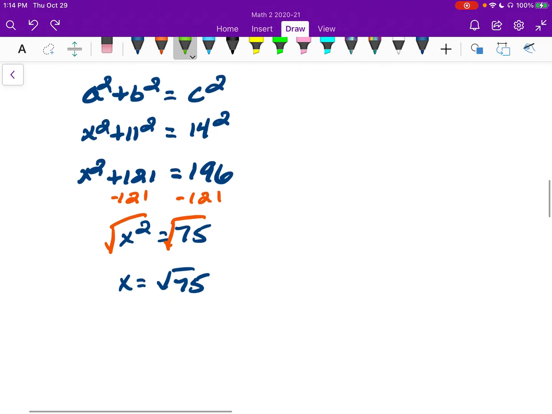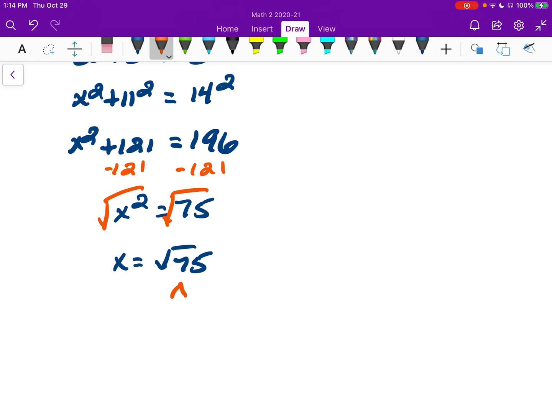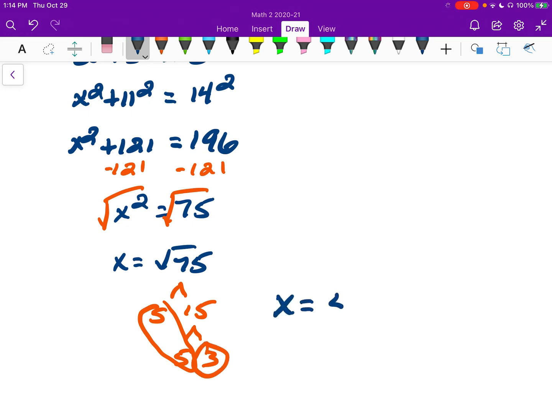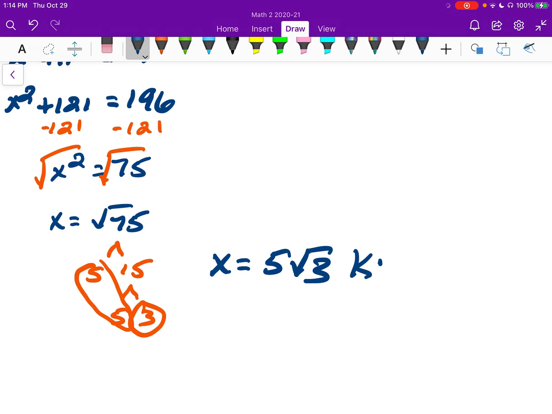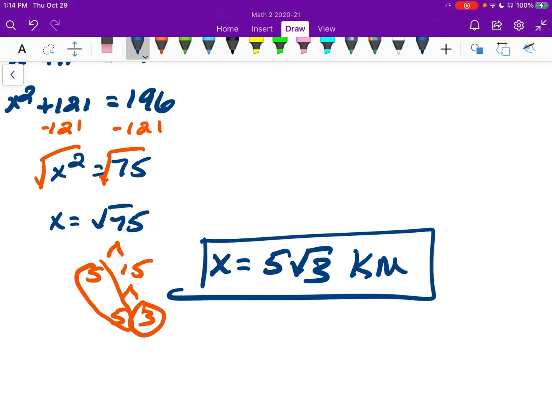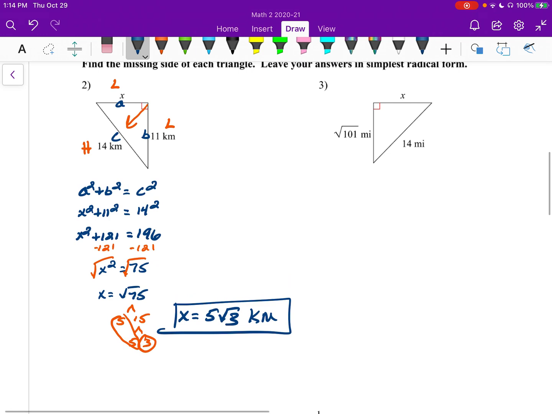So root 75. But we want it to be in simplest radical form. So we're going to go back to our previous section, and we want this to be as simple as we can. We're going to need to prime factorize, and we're going to need to simplify this. So let's break apart 75. 75 can break up into 5. We can divide 5 out of it, and we get 5 and 15. 15 can break up into 5 and 3. So you have a pair of 5s and a single 3. So x equals 5 root 3. And do we have a side length for this? Kilometers. There we are. That's our side length.